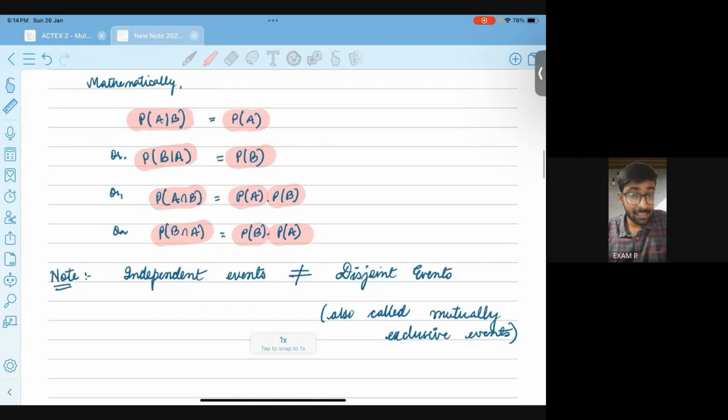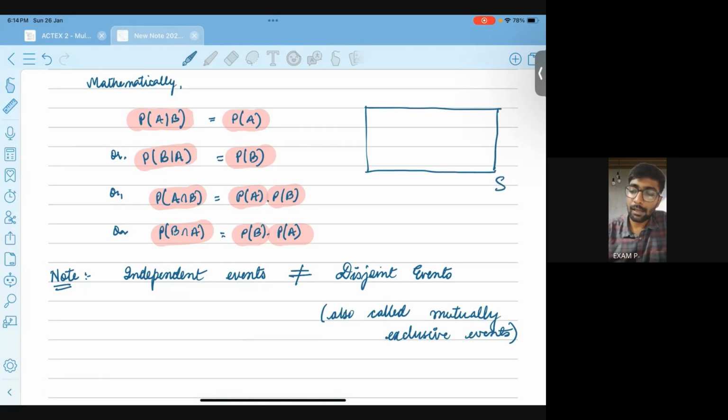One major misconception which often happens with independent events is that people think they are similar to disjoint events. So what are disjoint events? If you take, let's say, a Venn diagram, where this is the sample space, and within this we have two events called A and B, these are not disjoint because we see clearly there is an intersection part. Disjoint events are when we don't see any intersection part. So if this is A and this is B, then these are called disjoint events.